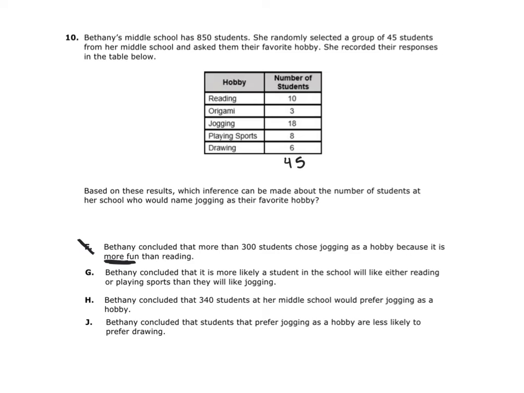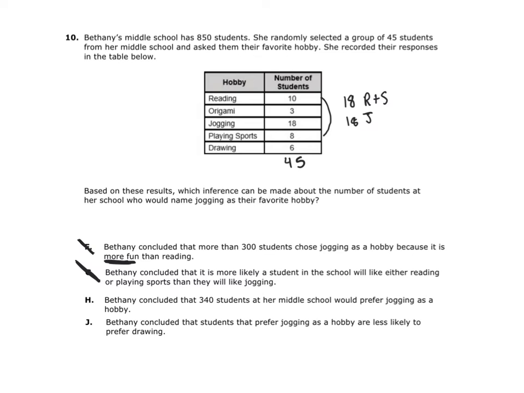Okay. G says Bethany concluded that it is more likely a student in the school will like either reading or playing sports than they will like jogging. Okay, so to figure that out, we have to take reading and playing sports, which is 18. So we have 18 for reading plus sports. Then we have 18 for jogging. Since they're the same, it would not be more likely that a student would do either. So G cannot be our answer because they are the same.